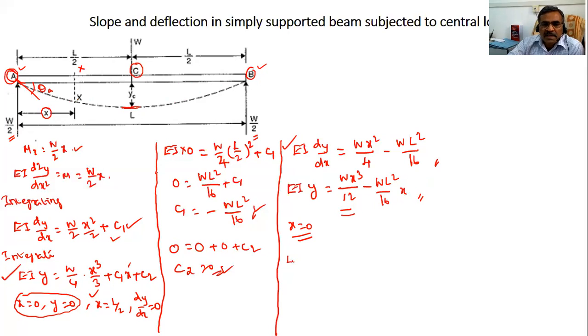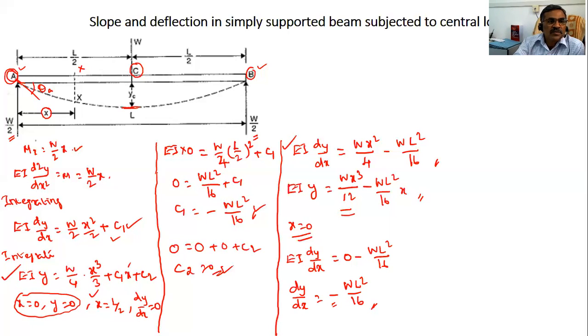That is EI into dy by dx at x is equal to 0. So this term will be 0, and 0 minus wL square by 16. So dy by dx is equal to minus wL square by 16. In this equation, we get a minus. What is the meaning of this minus?